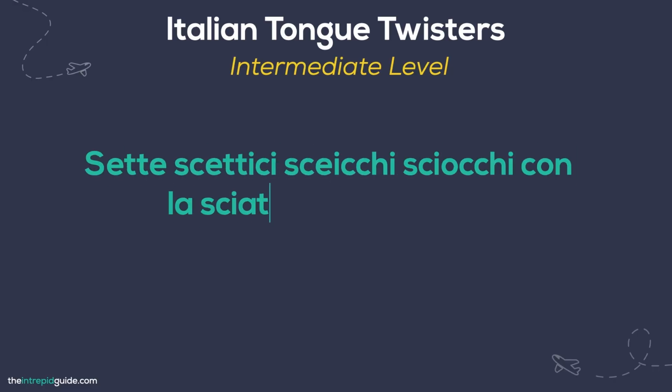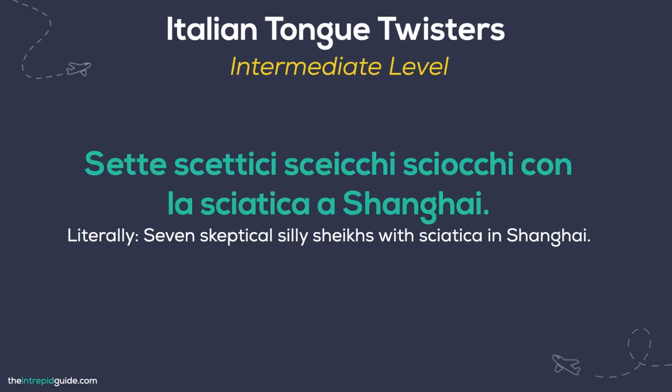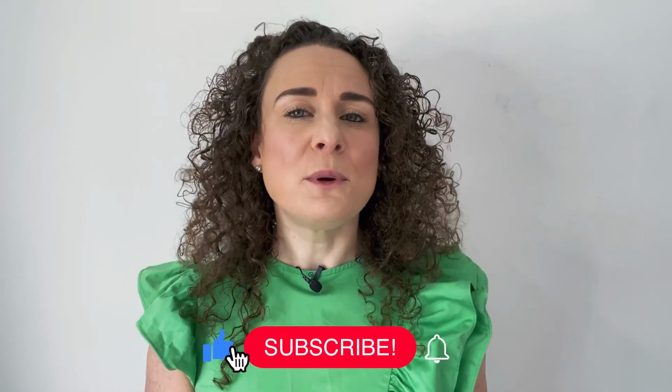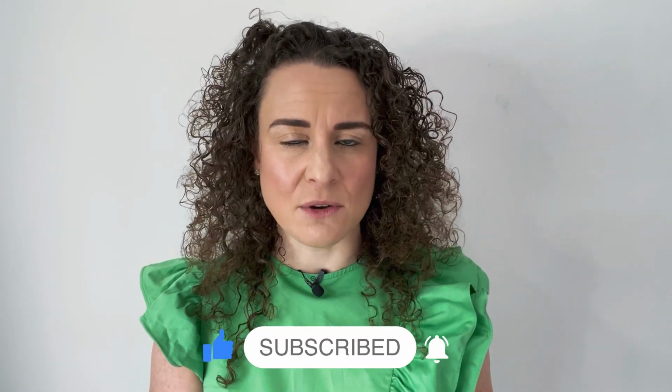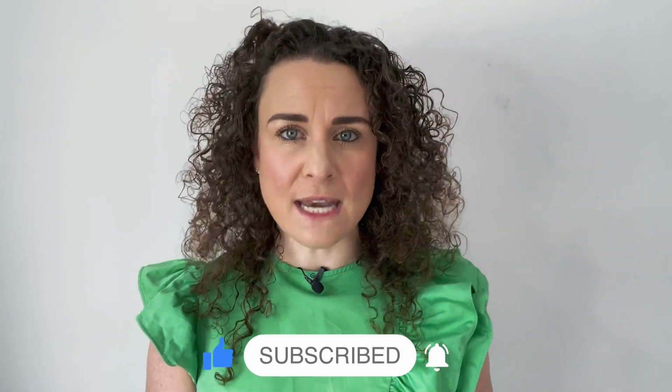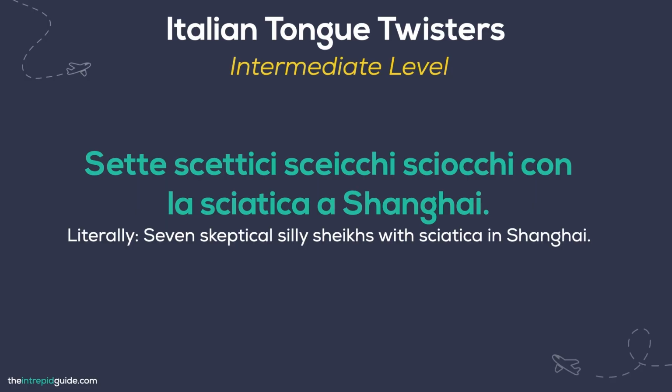Coming in at number 18, we have the tongue twister. Sette scettici sceicchi sciocchi con la sciatica a Shanghai. This literally means seven skeptical silly sheikhs with sciatica in Shanghai. This tongue twister gives you the opportunity to really nail that Italian S sound, which is hard when it's at the beginning of a noun and followed by a vowel, as in the word sette. However, when it's followed by a vowel such as E or I in the cluster SC, it takes on a softer sound, as in scettici.